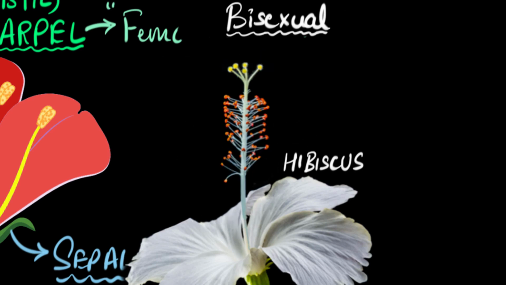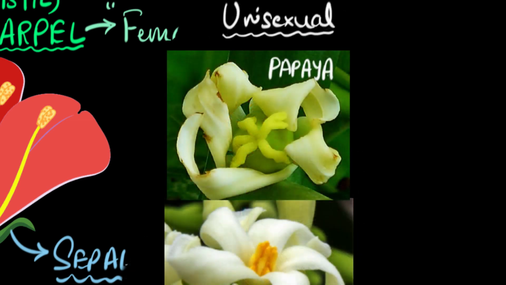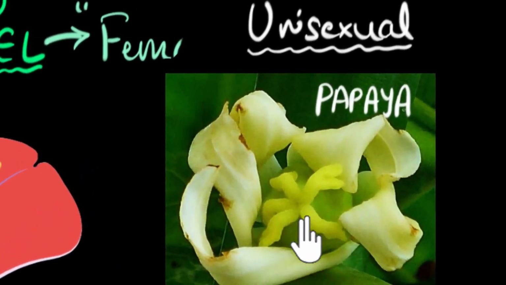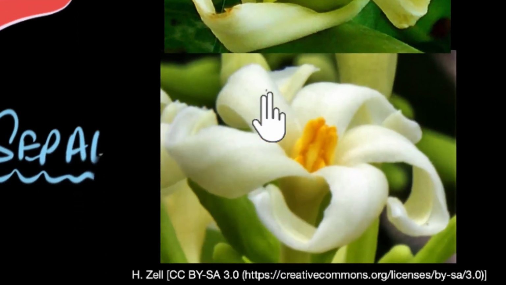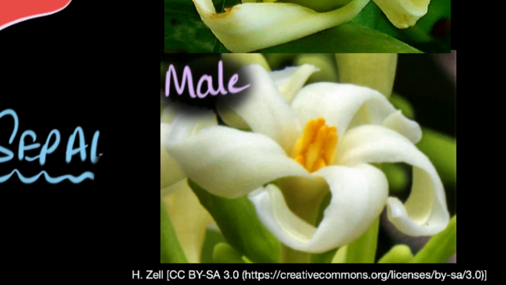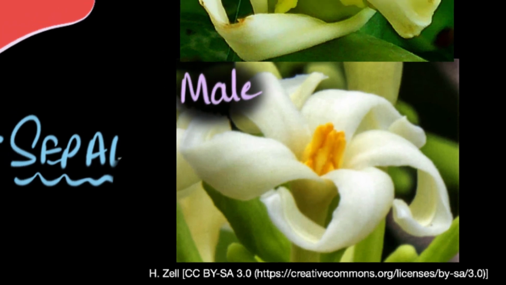On the other hand, if you look at papaya flowers, if you look at the top flower, what you're seeing are only the carpels. Of course, there are 5 carpels over here, but only the female reproductive part is present, only one sex. Therefore, this is a unisexual flower, and since only female reproductive parts are present, we will call that the female flower. On the bottom, we have another papaya flower, but this one only contains the stamens, the male reproductive part, and therefore, this one will be a unisexual male papaya flower.